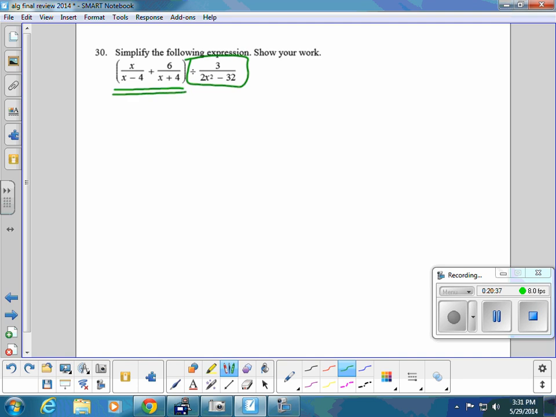Well, let's deal with the first parentheses here. If we're going to combine these two, usually in math, if it's apart, put it back together. So we need a common denominator here. Hopefully you see the common denominator is x plus 4, x minus 4, meaning that this one on the right needs an x plus 4, and the one on the left needs an x minus 4. Well, when you do that, you create this expression.